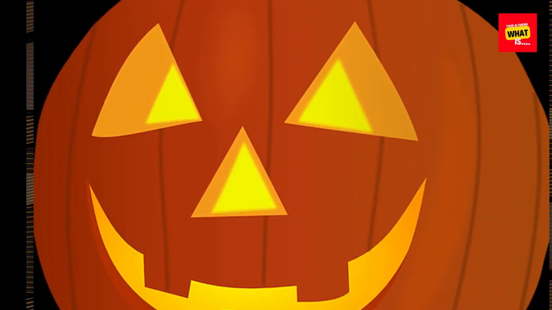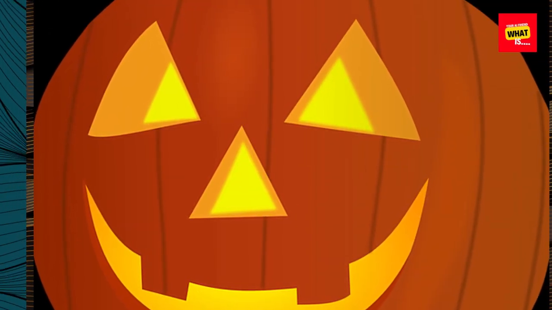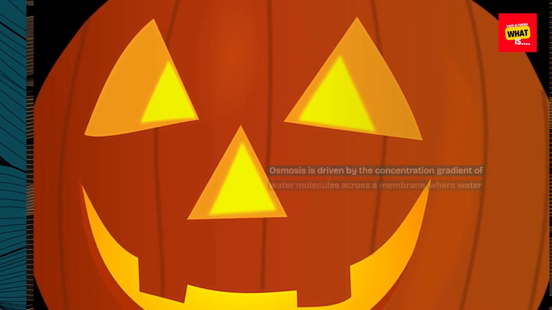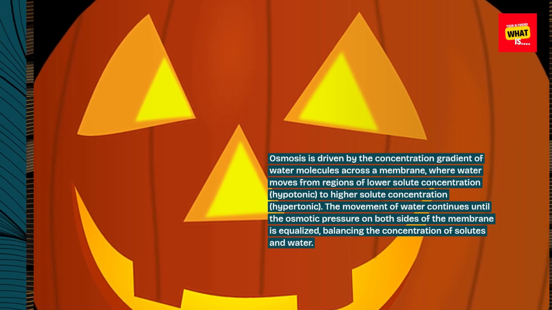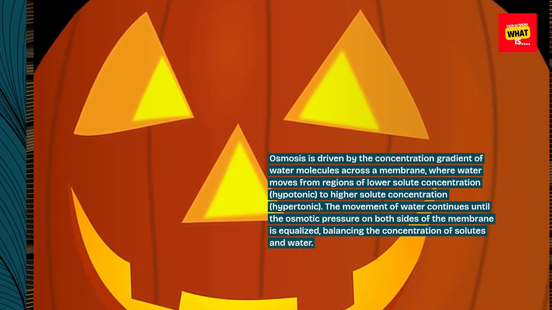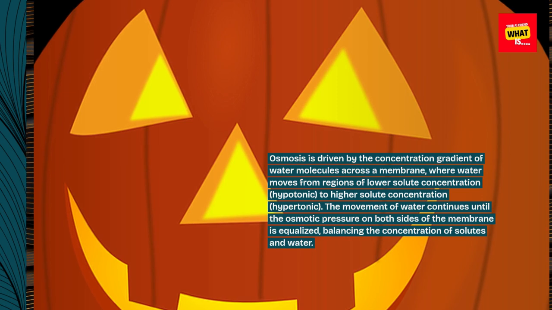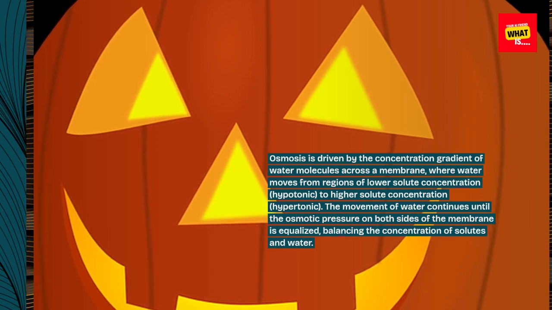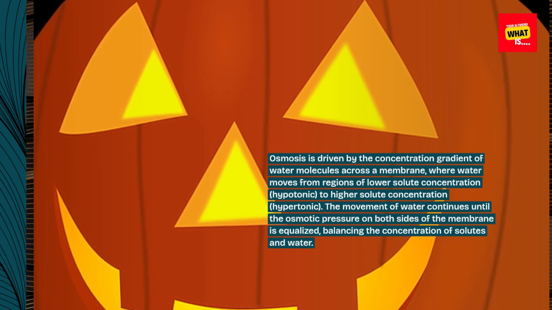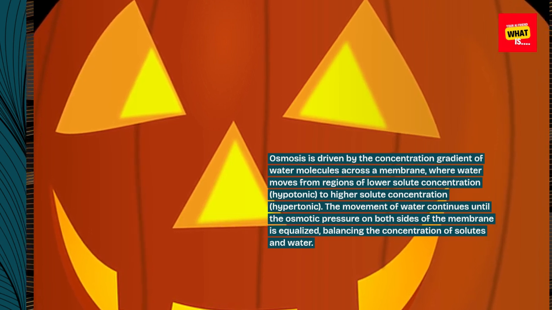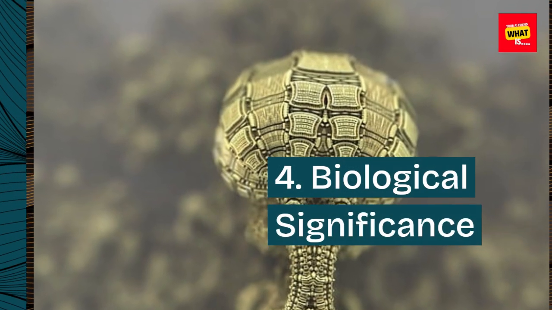Osmosis is driven by the concentration gradient of water molecules across a membrane, where water moves from regions of lower solute concentration, hypotonic, to higher solute concentration, hypertonic. The movement of water continues until the osmotic pressure on both sides of the membrane is equalized, balancing the concentration of solutes and water.